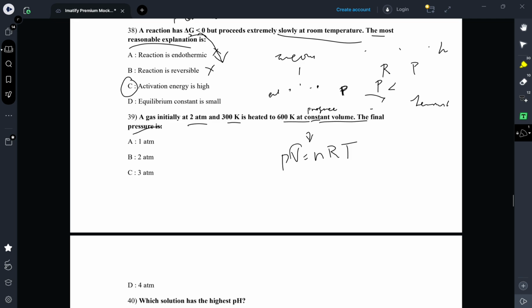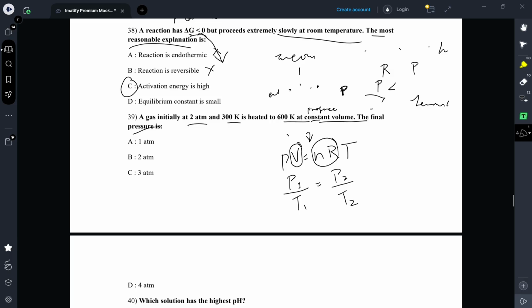So here you can say this one is constant and these two are also constant. So the only things changing are pressure and temperature. So what you can do is bring P1 divided by T1 is equal to P2 divided by T2.